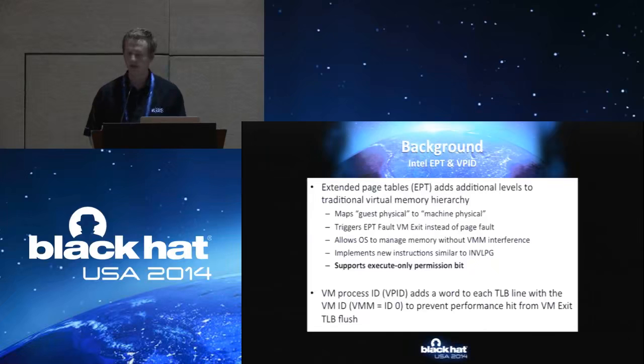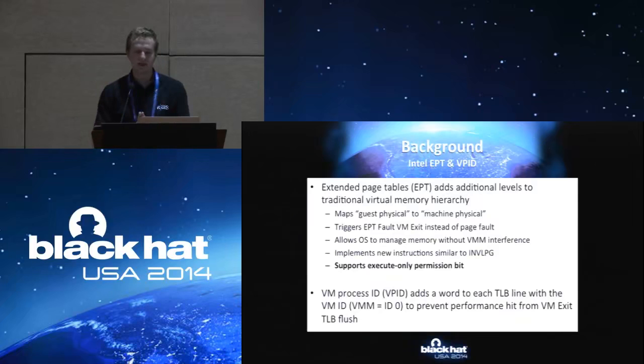The next technology they added is VPID, the VM Process ID. That extends each line in the TLB with a numeric tag. The VM ID of the hypervisor, the VMM, is 0. Your first guest might be 1, the second guest might be 2, etc. And that prevents the TLB from being flushed every time you switch from the guest to the hypervisor to the guest, or guest to guest.